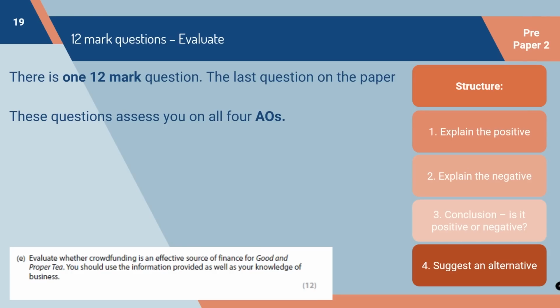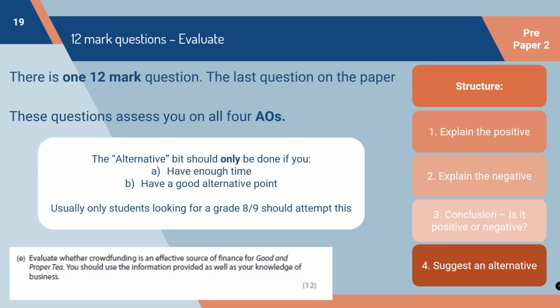So you could say, well, alternatively, they could use a bank loan. Alternatively, they could sell shares. Depends on what your belief is. So the alternative bit should only be done if you've got enough time and if you've got a good point. Don't do one if you haven't got a good point. Usually only students looking for a grade 8 or 9 should really attempt this.